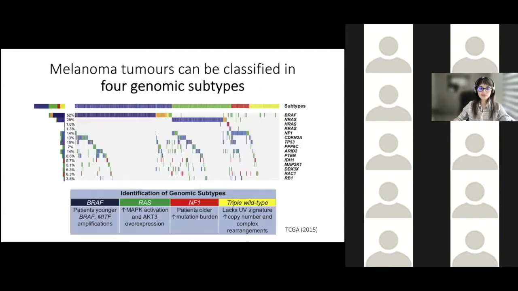Now, if we talk about genomes, this can be done with any type of cancer, not only melanoma. But here specifically, melanoma tumors can be classified in what we call genomic subtypes, four of them. What is a genomic subtype?